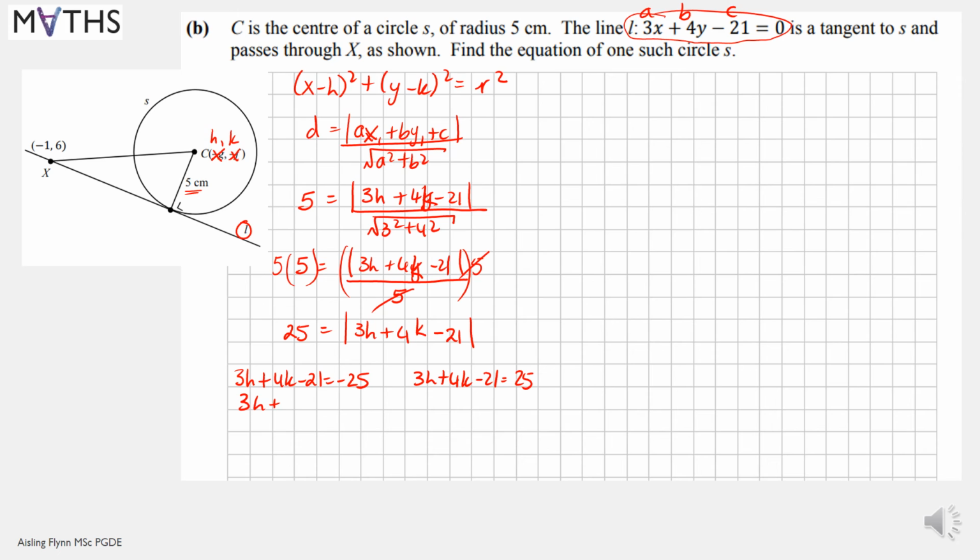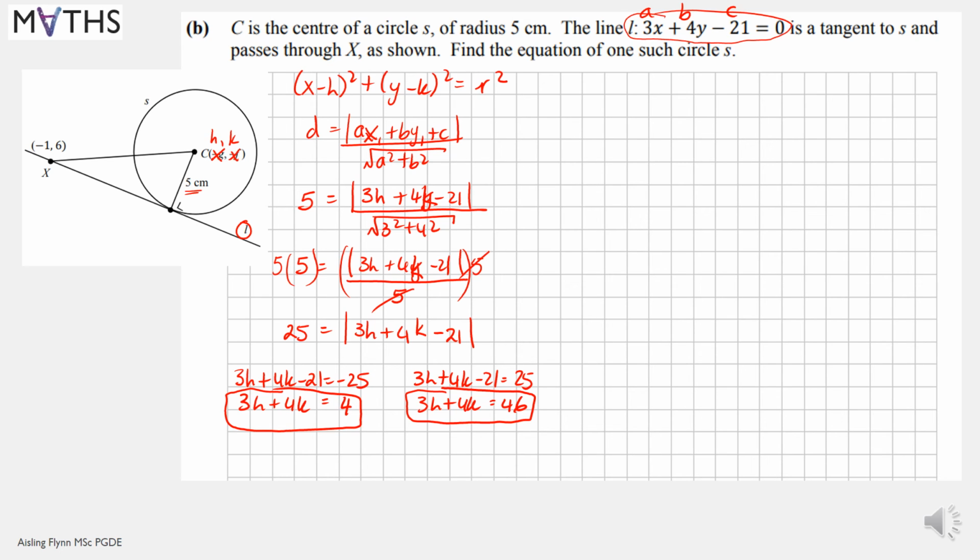We get 3h plus 4k, adding 21 to both sides, minus 25 plus 21 is 4, or 3h plus 4k, we get 25 plus 21, which is 46. So we've two equations here. You think two equations, two unknowns, probably solved by simultaneous equations. But on a closer look, whatever you multiply there to eliminate either the h or the k, what you'll result in doing is you'll eliminate both. It'll be no good to you. So we need another equation.